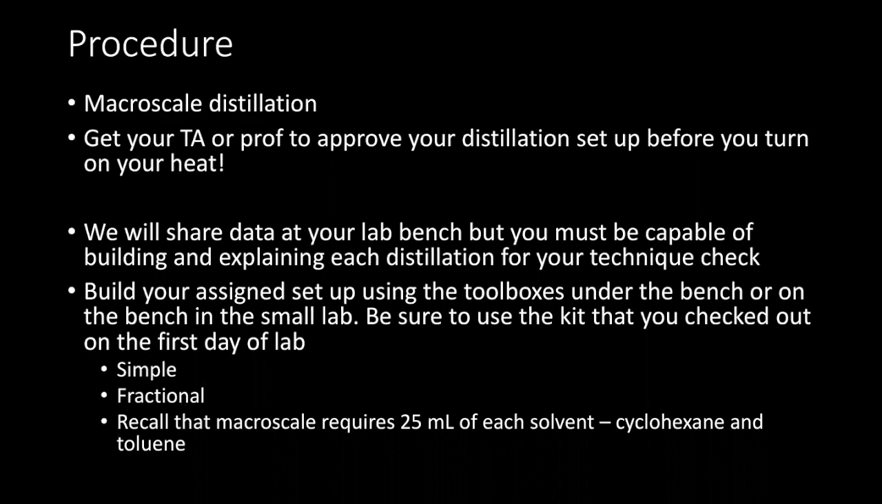So to recap, we are doing distillations. The two different ways that you can do distillations are simple and fractional. And Travis has recorded a video demonstrating the differences between those two. Also be sure to refer to the macro scale part of your lab book when needed. Macro scale requires 25 milliliters of each of our two solute solvents that we're using this week, which are cyclohexane and toluene.